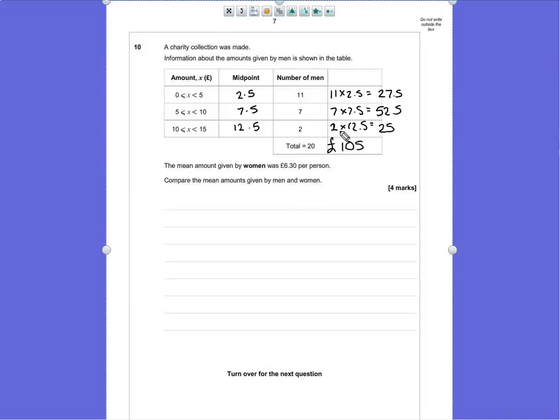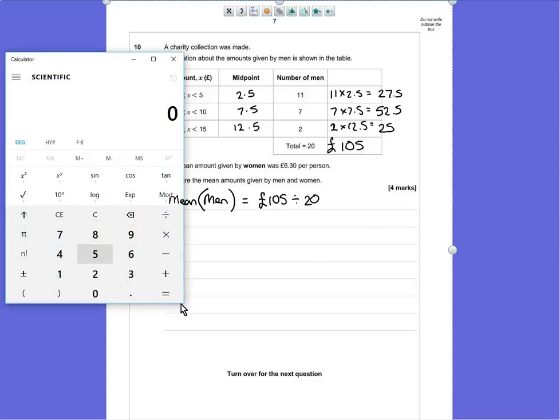Now we know how much money the men made, and we know that there were 20 men in total. So to work out the mean for the men, you take the total they earned, which is £105, and divide it between the number of people. 105 divided by 20 would give the men a mean contribution of £5.25.